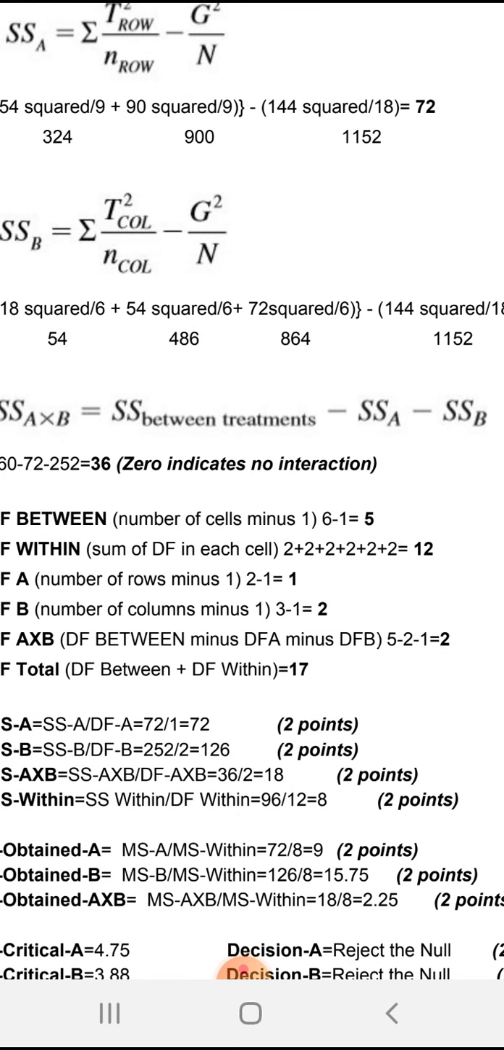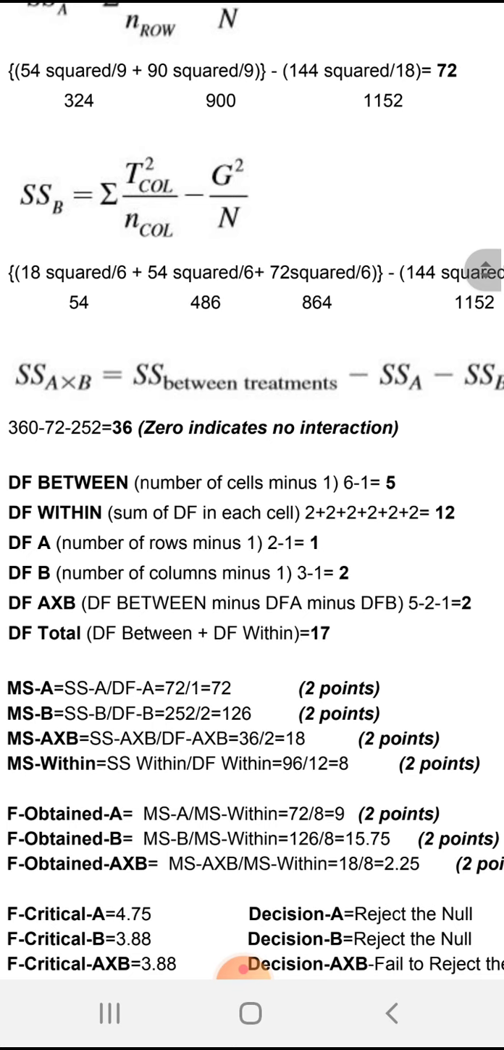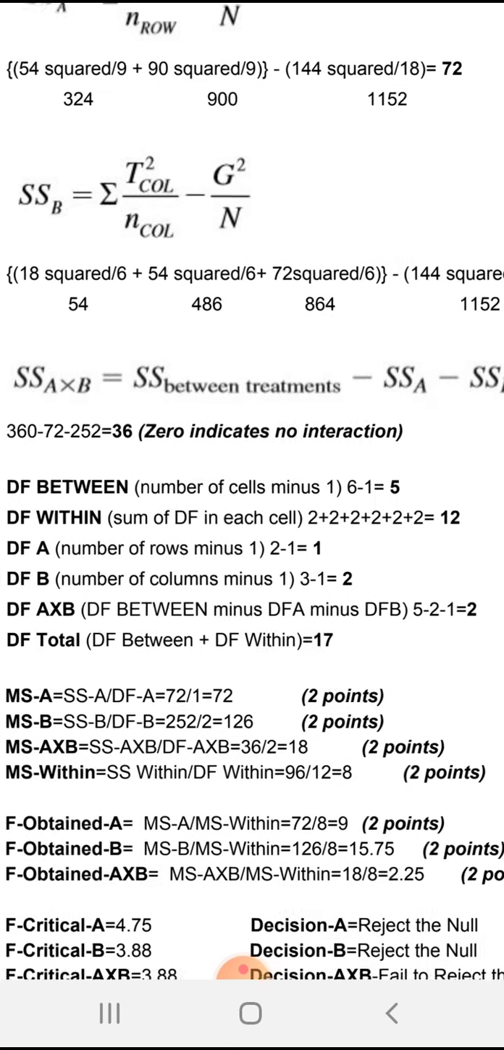DF within is the sum of degrees of freedom in each cell. Well, there are 3 participants per cell. There are 6 cells. So 3 minus 1 equals 2. 2 plus 2 plus 2 plus 2 plus 2 plus 2 equals 12, or you could just do 6 times 2 equals 12. Either way, it's just the degrees of freedom in each cell added together.